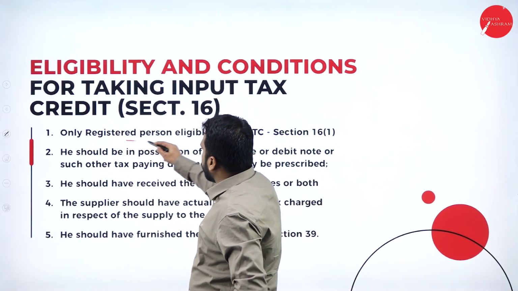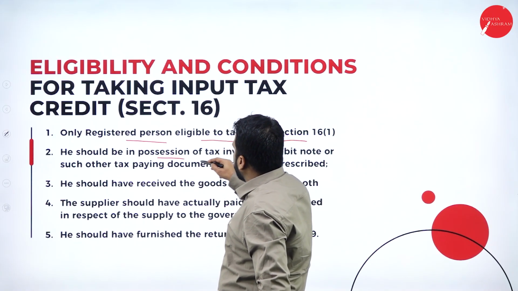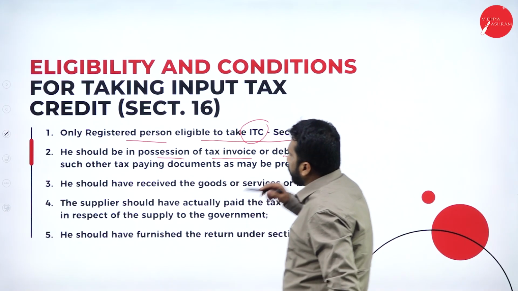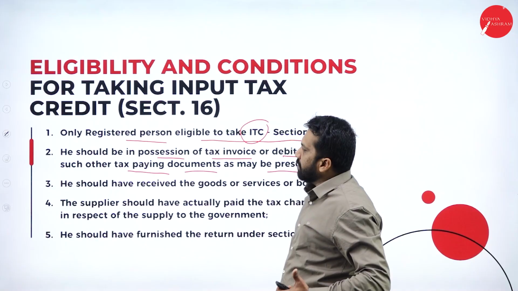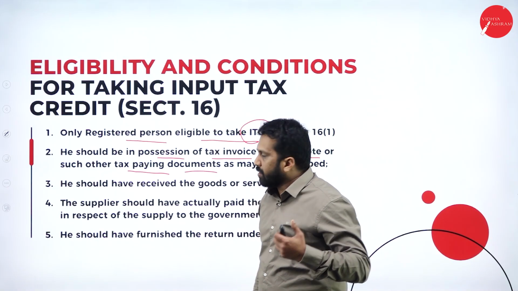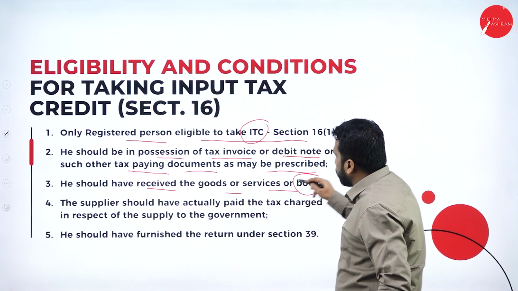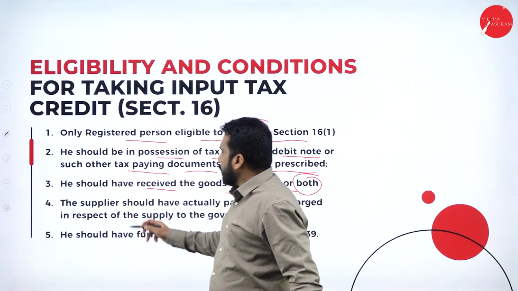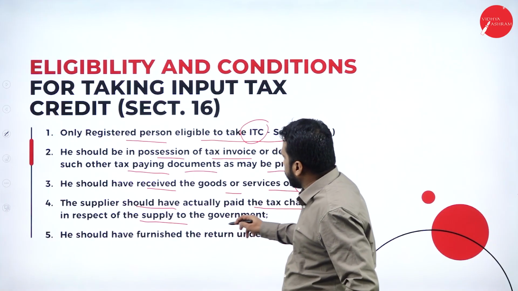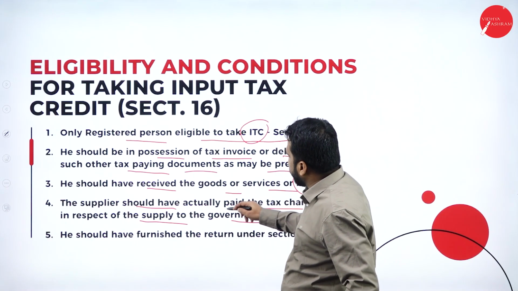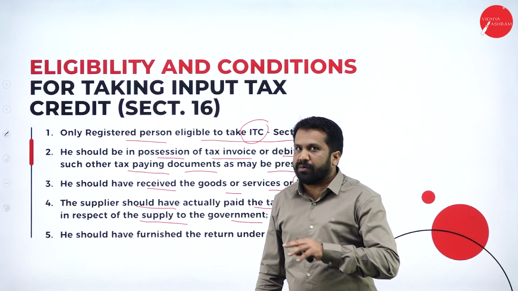Now, only a registered person is eligible to take input tax credit. He should be in possession of a tax invoice or debit note or such other tax paying documents as may be prescribed. There are certain documents they are supposed to submit. He must have received the goods or services or both. Next, the supplier should have actually paid the tax charged in respect of the supply to the government. See, he should have actually paid the tax. Tax has to be already paid. If it is payable but unpaid, it will not be considered.